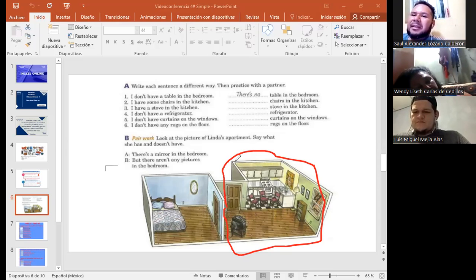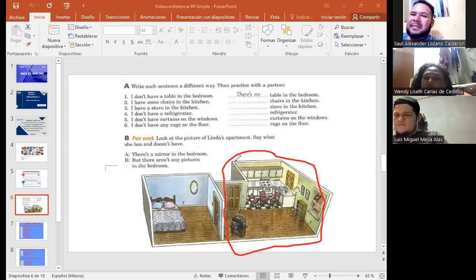So you can see, and there are three chairs. Chairs. No voy a pronunciar chairs, sino que es chairs. La I es prácticamente como muda. Chairs. Y acuérdense de cortinas. Curtains. Curtains.